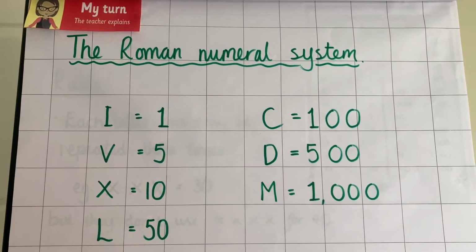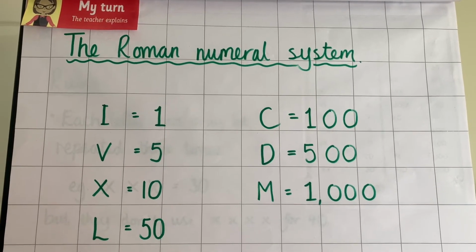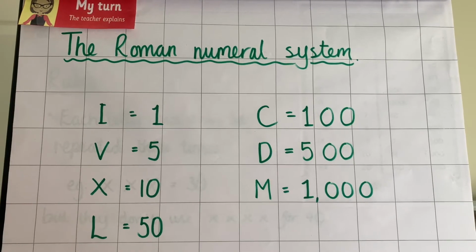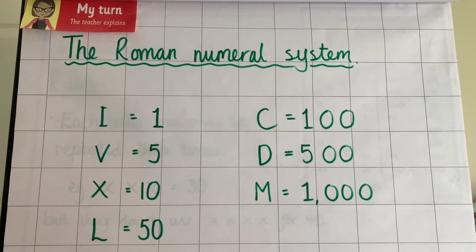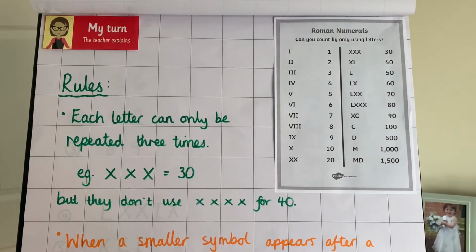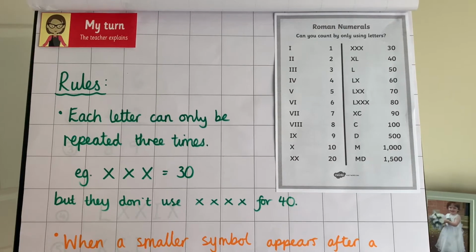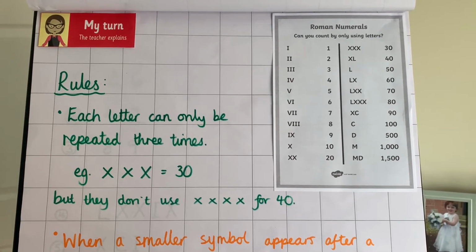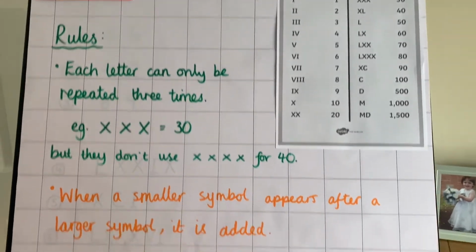These are the letters that they used. I is 1, V is 5, X is 10, L is 50, C is 100, D is 500, and M is 1000. There are rules to the Roman numeral system too. Each letter can only be repeated 3 times. XXX equals 30, but they don't use XXXX for 40.